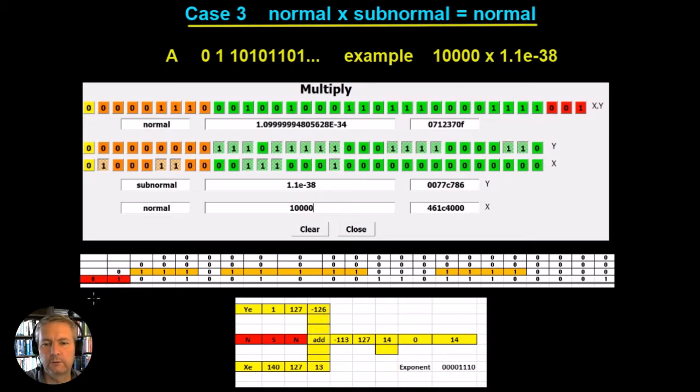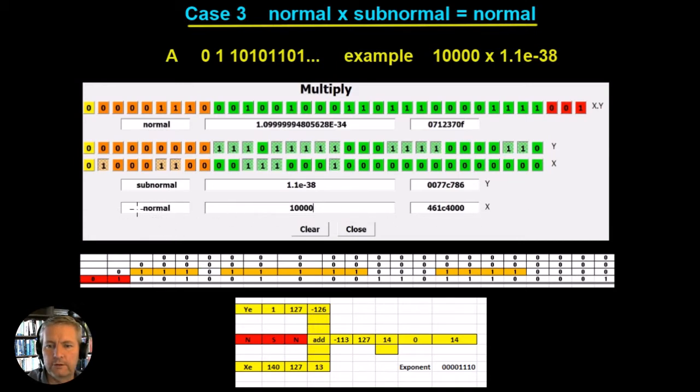So let's first of all look at the case where we've got a 0 and a 1. Now an example of that would be 10,000 times 1.1 e to the minus 38. Now I've put those values into the calculator here and we've got the correct results. So let's first of all look at the exponent. Now the exponent is worked out as we would normally.